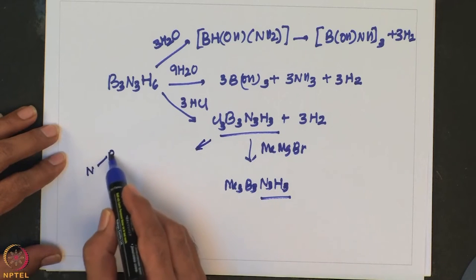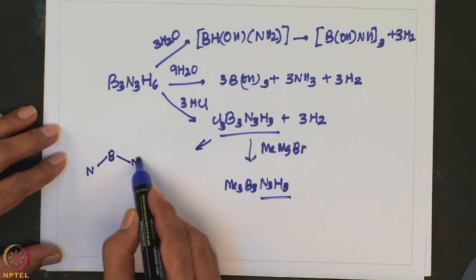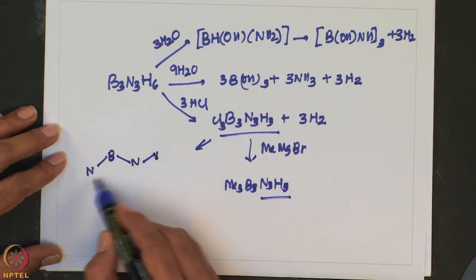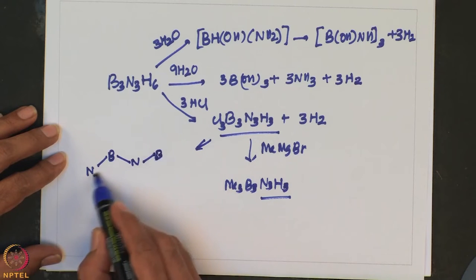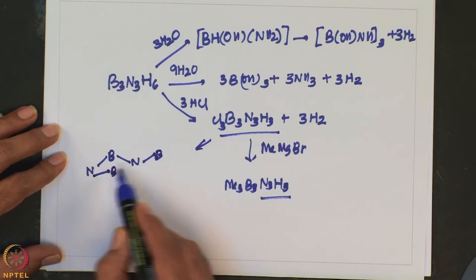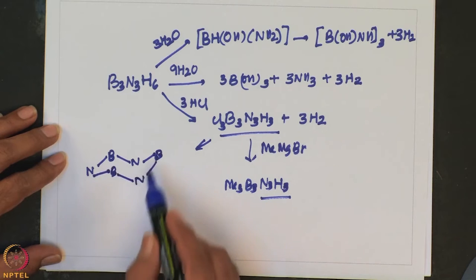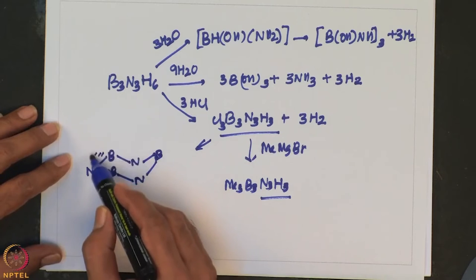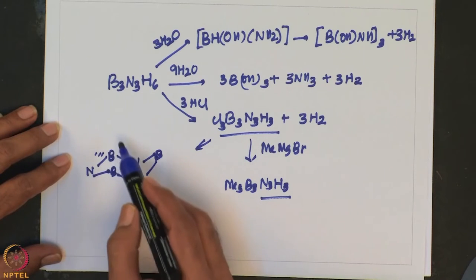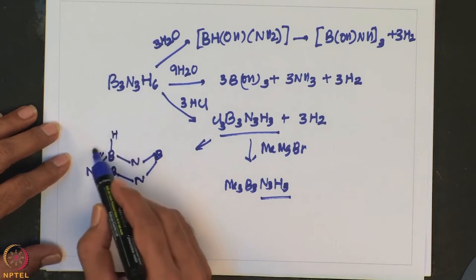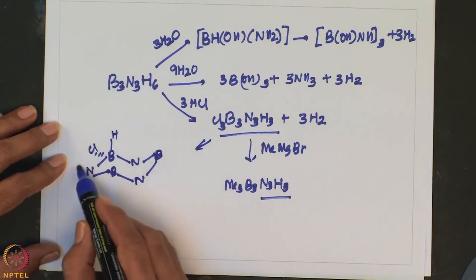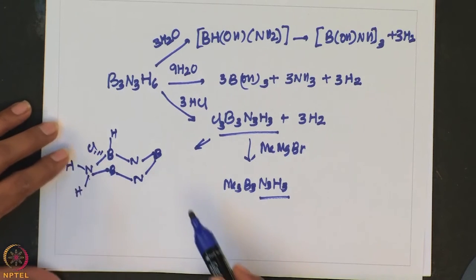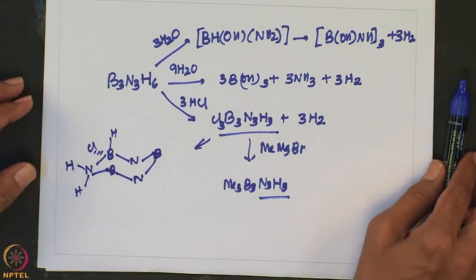So, something like this. Something like this structure is there. Of course, it continues like this, and of course, N has H. It continues like that.